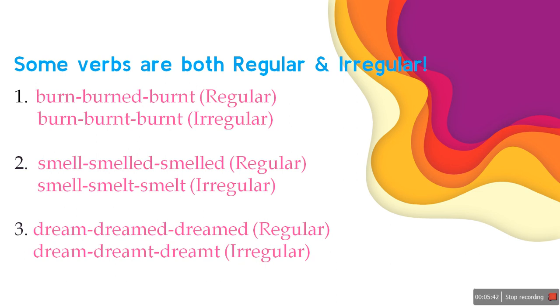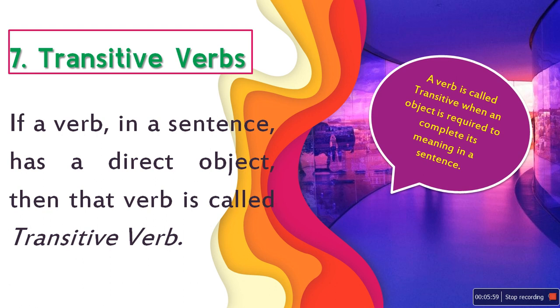Third example, dream, dreamed, dreamed. So here dreamed is plus ed, a regular. Dream, dreamt, dreamt. So V2 and V3 both are same. So it's called what? Irregular verbs. Is that clear? Fine. Next. Come to the next one.